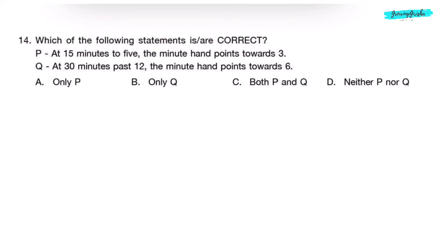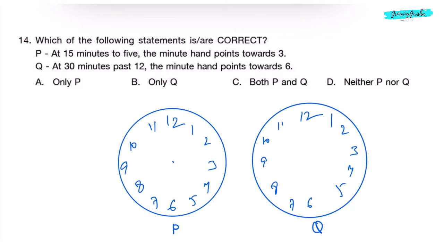Question 14. Which of the following statements are correct? P. At 15 minutes to 5, the minute hand points towards 3. Q. At 30 minutes past 12, the minute hand points towards 6. 15 minutes to 5 in the clock looks something like this. Minute hand points towards 9 and the hour hand points between 4 and 5. The statement says the minute hand points towards 3. Is it pointing towards 3? No. Means statement P is incorrect.